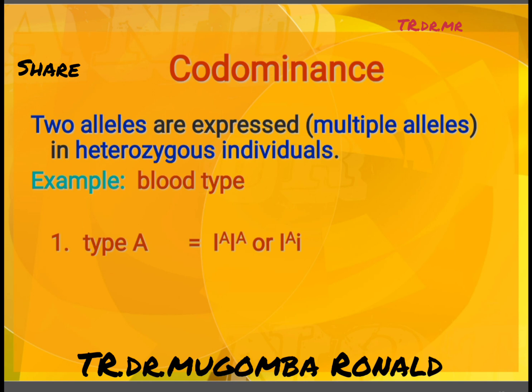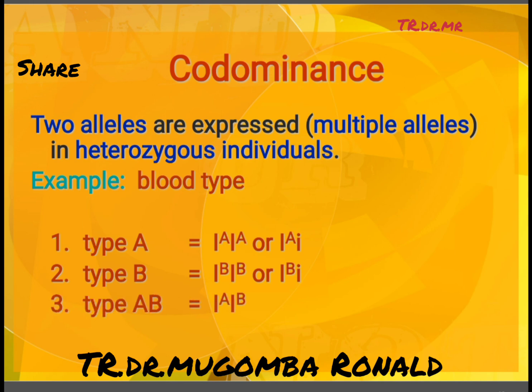It is very important to note down in your notebook that in codominance, the genes for allele A and B are codominant to each other, meaning that when those two alleles exist together in the heterozygote, they equally express themselves, and that is why that individual will be of blood group AB. That is an example that we are having here.